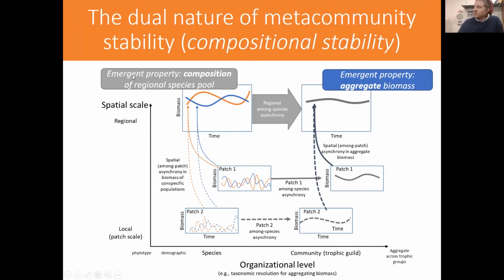So essentially we're looking at the emergent property of composition of the regional species pool. And we think it'll be a useful contribution to thinking about how local scales relate to regional scales in terms of biodiversity and metacommunities.